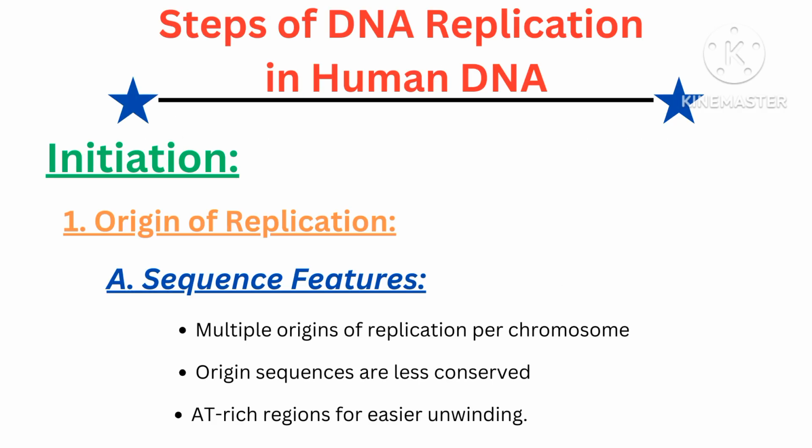Two stages of DNA replication in humans. A. Initiation. First, to know the origin of replication. Sequence features: multiple origins of replication per chromosome to replicate large genomes efficiently. Origin sequences are less conserved than in prokaryotes. Frequently associated with AT-rich regions for easier unwinding. Replication timing zones, early or late.